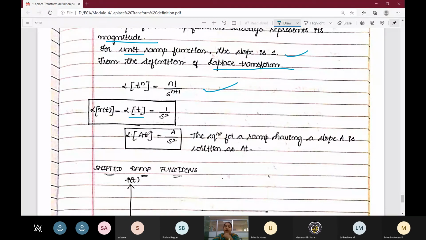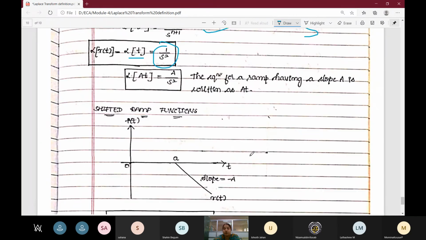If you have any slope, it is multiplied by the slope. So the Laplace transform of a t is equal to that slope divided by s square. So for the unit step function it is 1 by s, and for the ramp function it is 1 by s square. This is the equation for a ramp having a slope. If you have a slope, you have to multiply with the slope.